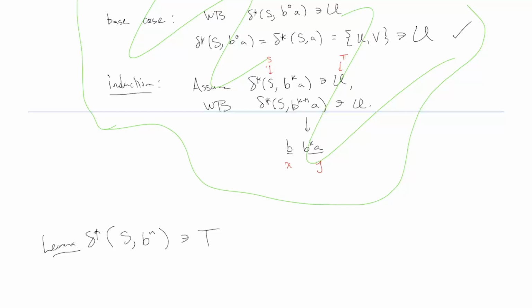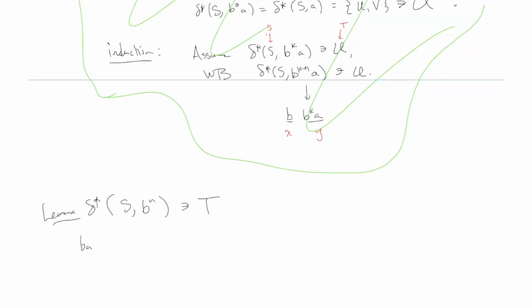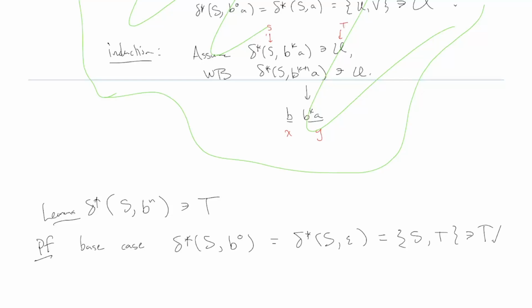So here, I would say the base case, here's my proof. Sorry about this. Well, you can tell I was concerned something like that would happen. Delta star of S and B to the 0 is the same as delta star of S and the empty string, and that actually equals S comma T. If you start in state S and read the empty string, you can either just stay in S, having read nothing, or you can follow the epsilon arrow and go over to T. And that contains T as an element, which is what we need to show for the base case.